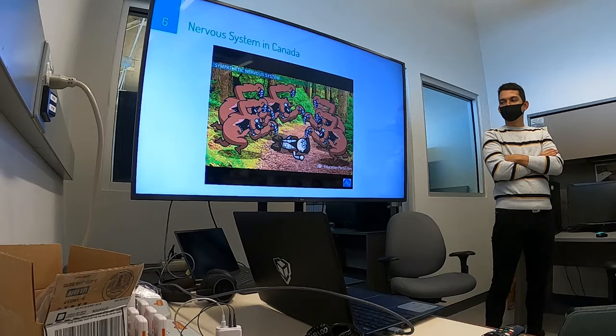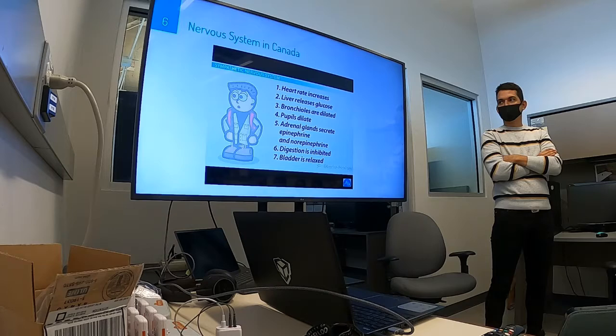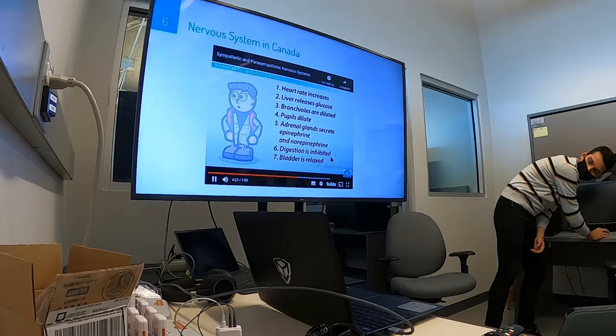This is not a complete list of all the functions regulated by the sympathetic nervous system, but it does include most of the major functions that would come into play in Phil's situation with the bear.